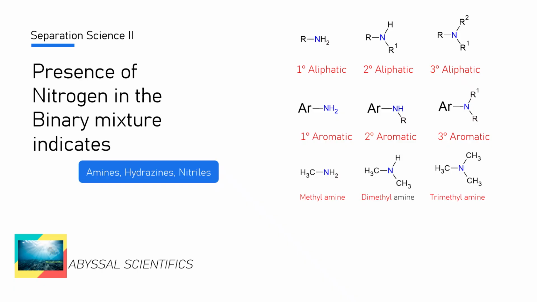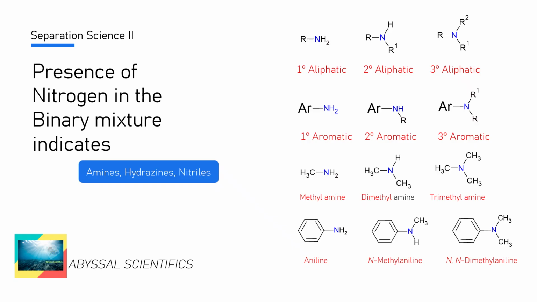Methylamine, dimethylamine, and trimethylamine are the examples of primary aliphatic, secondary aliphatic, and tertiary aliphatic respectively. Whereas aniline, N-methylaniline, and N,N-dimethylaniline are the respective examples of primary aromatic, secondary aromatic, and tertiary aromatic amines.